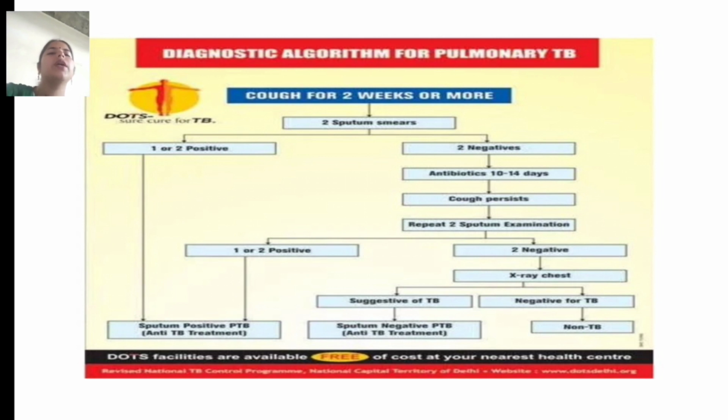In case of two negative, do an X-ray chest: suggestive of TB, or negative for TB. If suggestive of TB, it is sputum negative TB, and anti-TB treatment will be started. In case of negative for TB, that is non-TB. DOTS facilities are available free of cost at your nearest healthcare center.